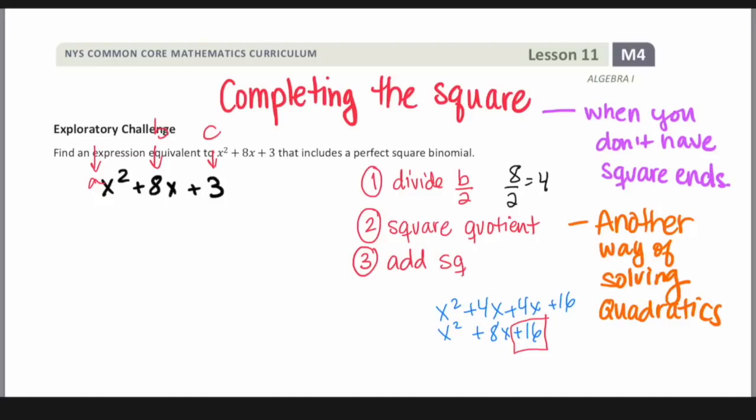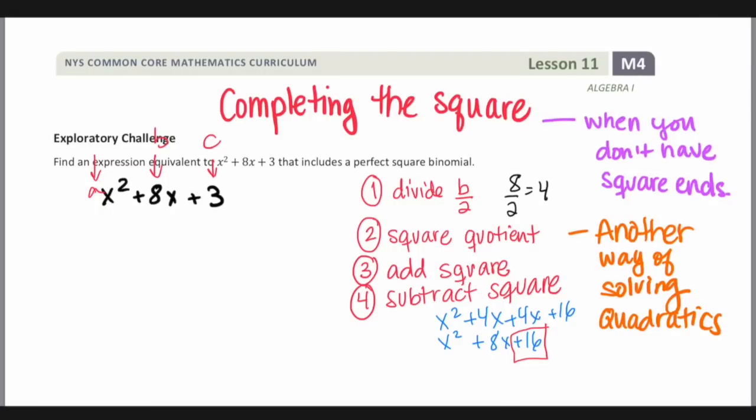After you square it, you're going to add that number, or the square, to this equation. When you do that, you're going to automatically imbalance the equation, and to balance it out, we're going to need to subtract it. So you're going to do two things that are kind of inverse and cancel each other out. We're going to add the 16. We're going to keep the 3 as it is. And then we're going to subtract the 16.